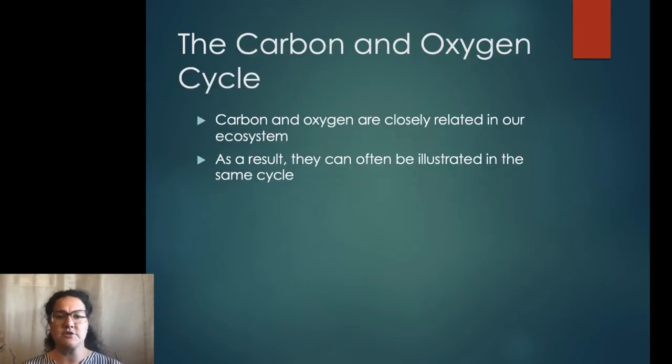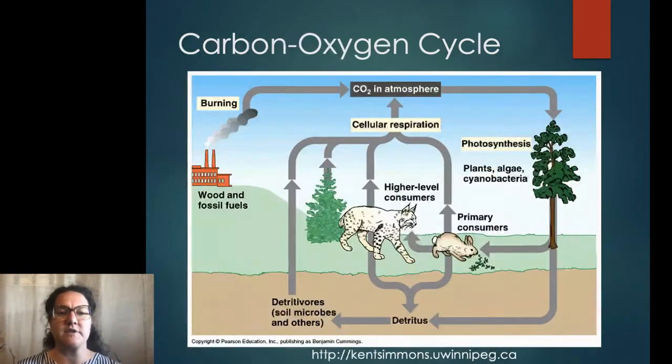The carbon and oxygen cycles are closely related in our ecosystem. We've talked about these throughout school when we've talked about photosynthesis, and they can often be illustrated in the same diagram. So here we have some sources of carbon dioxide: combustion of wood and fossil fuels, and cellular respiration from plants and animals, as well as microbes and other organisms living in the soil. They all contribute to carbon dioxide in the atmosphere.